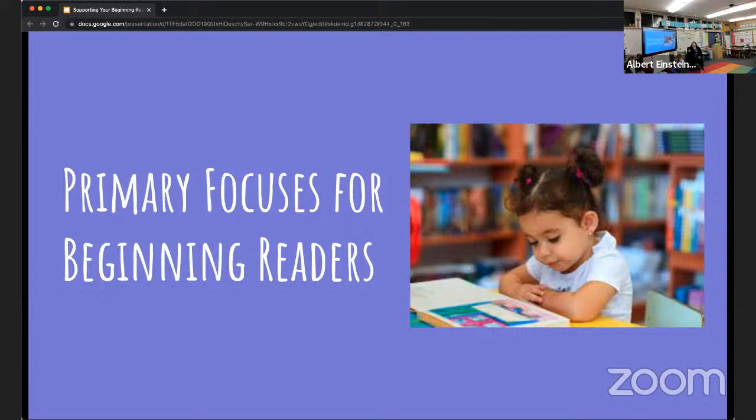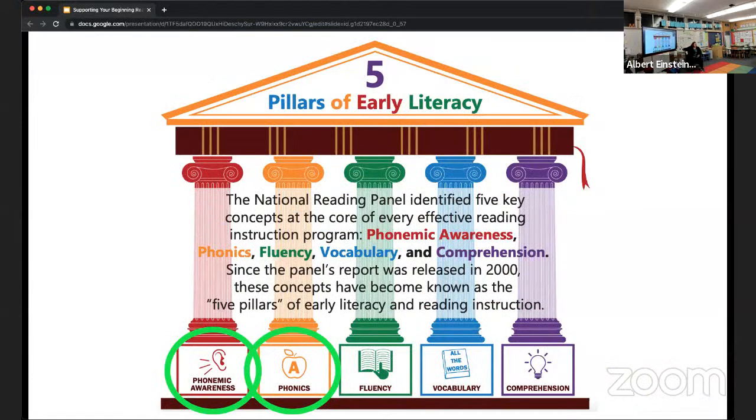Today, we're going to focus on two primary things that are important for beginning readers. You can go to the next slide, Andrea. We'll go back to the pillars, but really we're going to look at the first two pillars tonight. That's what we're going to spend most of our time on. You can go to the next one, please.